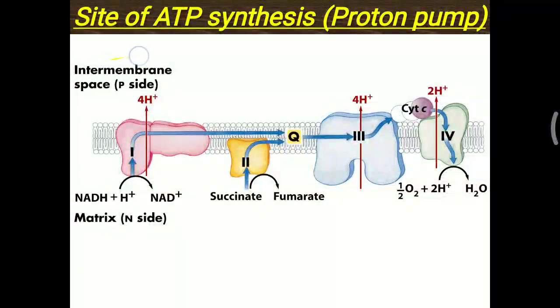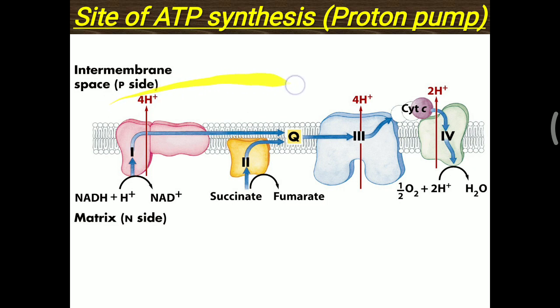Now, the site of ATP synthesis in the ETC. What are the sites of proton pumping? Complexes 1, 3 and 4 are considered proton pumps, and these are considered the sites of ATP synthesis. These are not the sites of actual ATP synthesis; they are the sites of proton pumping. The protons are pumped out in complex 1, 4 protons; in complex 2 no protons are pumped out; in complex 3 again 4; and in complex 4 lastly 2 protons. So that is about the energetics of ATP synthesis, the PO ratio and the site of ATP synthesis.